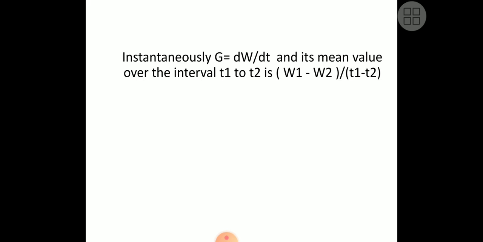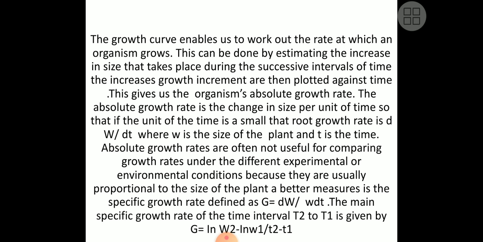Instantaneously, absolute growth rate G is equal to dW by dt, and its mean value over the interval T1 and T2 is (W1 minus W2) divided by T1 minus T2. The growth curve enables us to work out the rate at which an organism grows. This can be done by estimating the increase in size that takes place during successive intervals of time. The growth increments are then plotted against time. This gives us the organism's absolute growth rate.